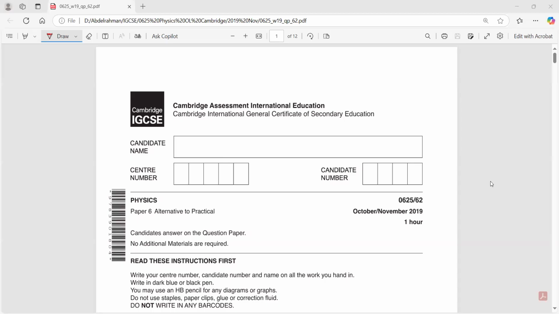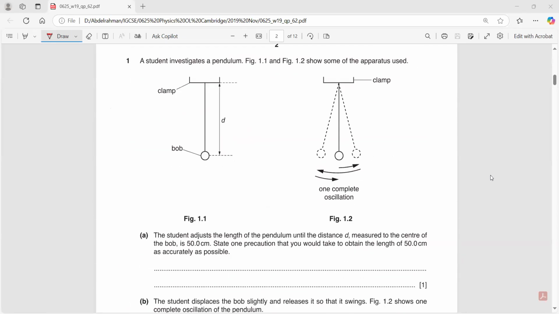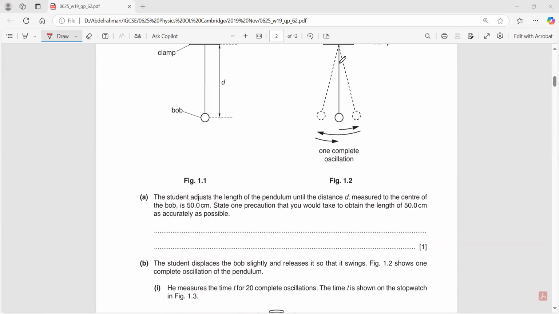Okay, October, November 2019, paper 6, variant 2. Question 1. A student investigates a pendulum. Figure 1.1 and 1.2 show some of the apparatus used. A student adjusts the length of the pendulum until the distance d is 50 centimeters. State one precaution that you would take.